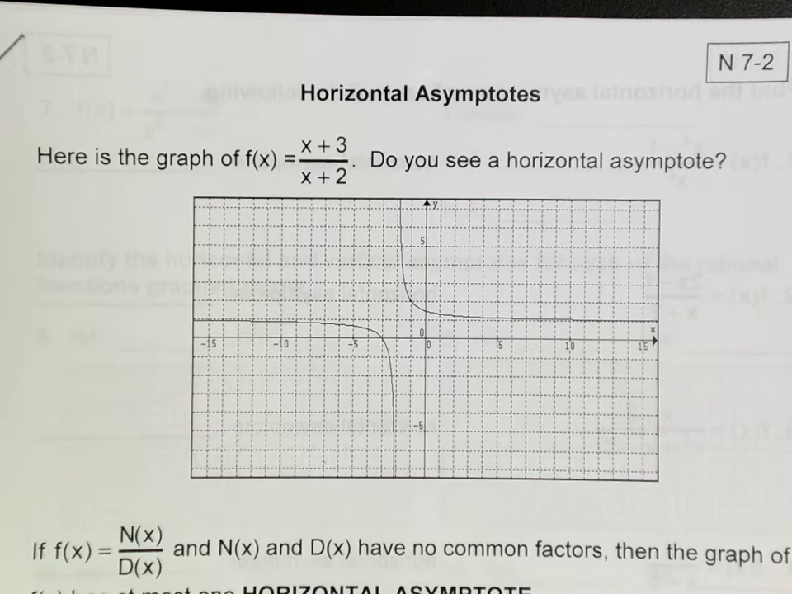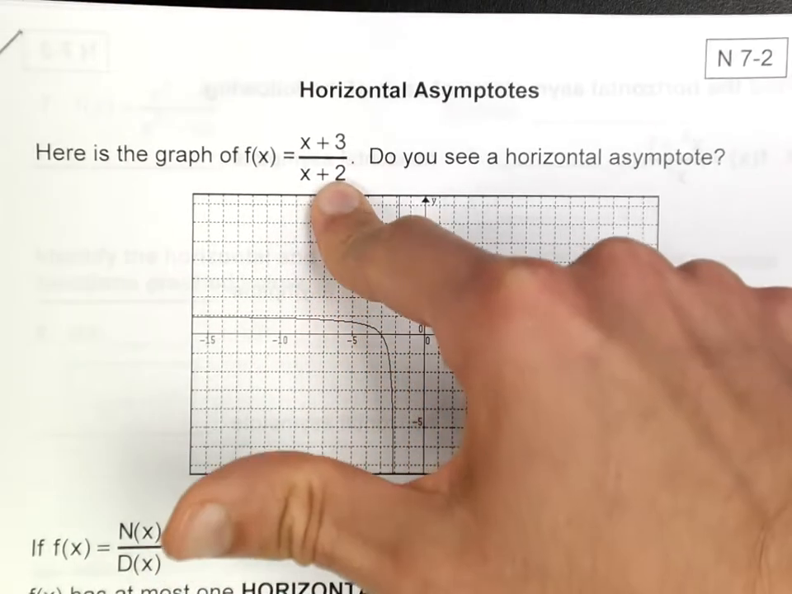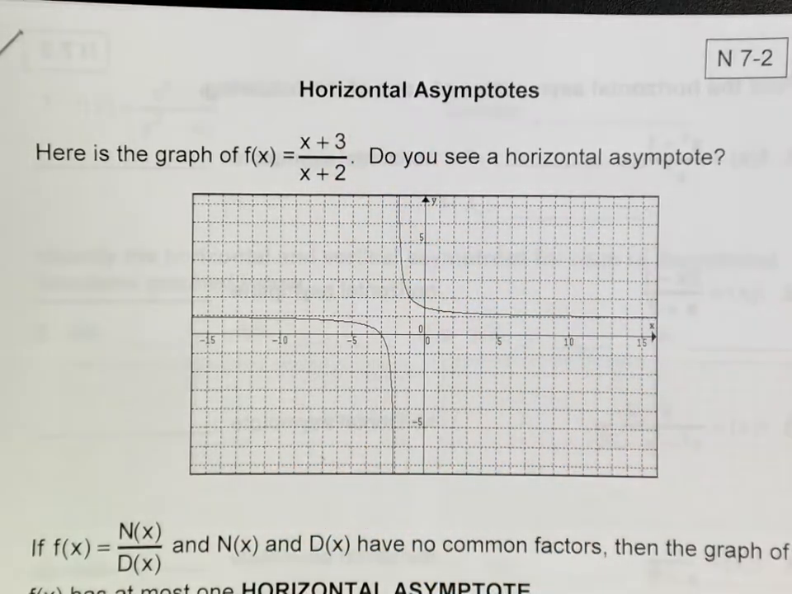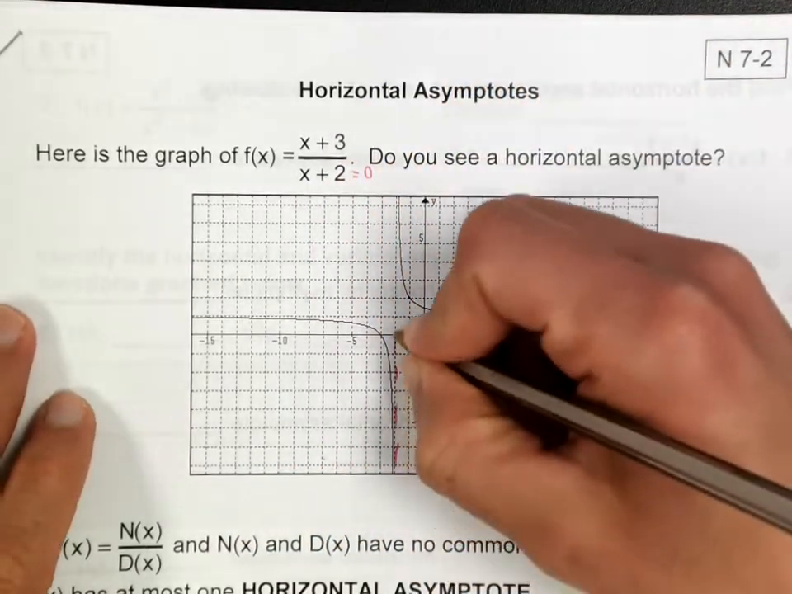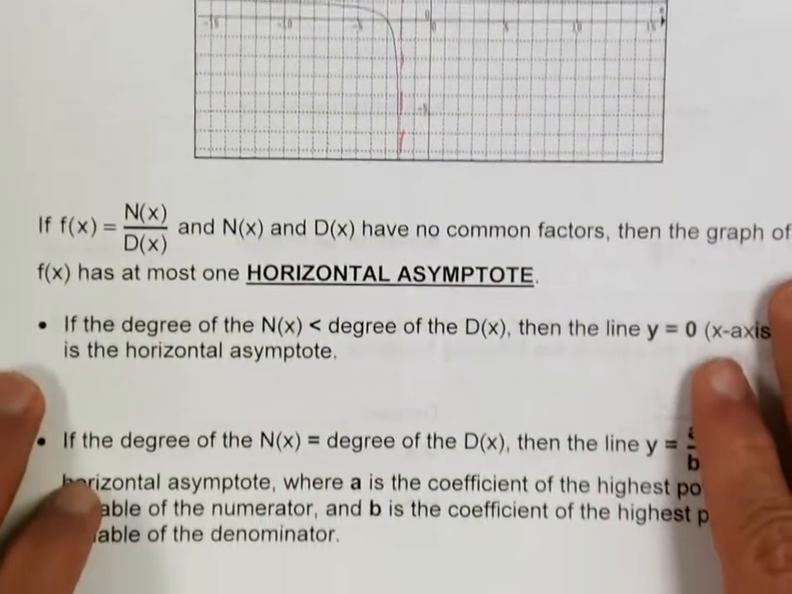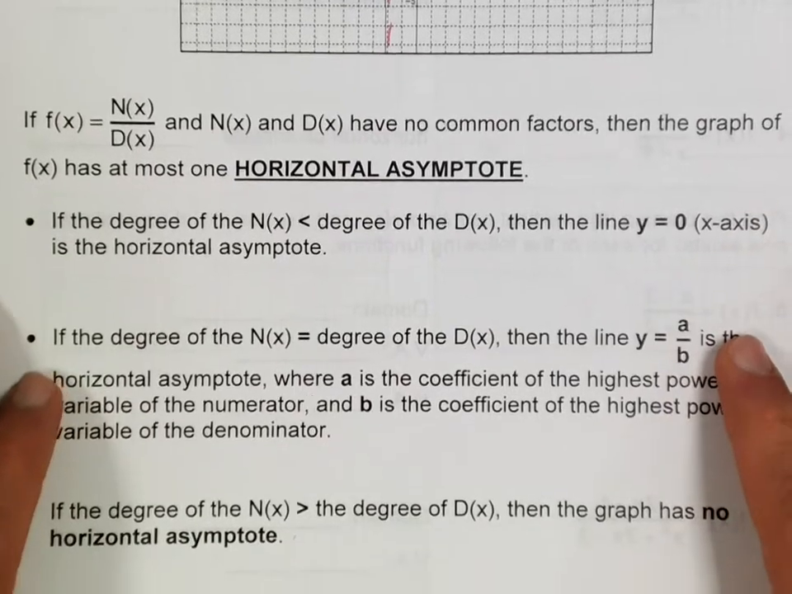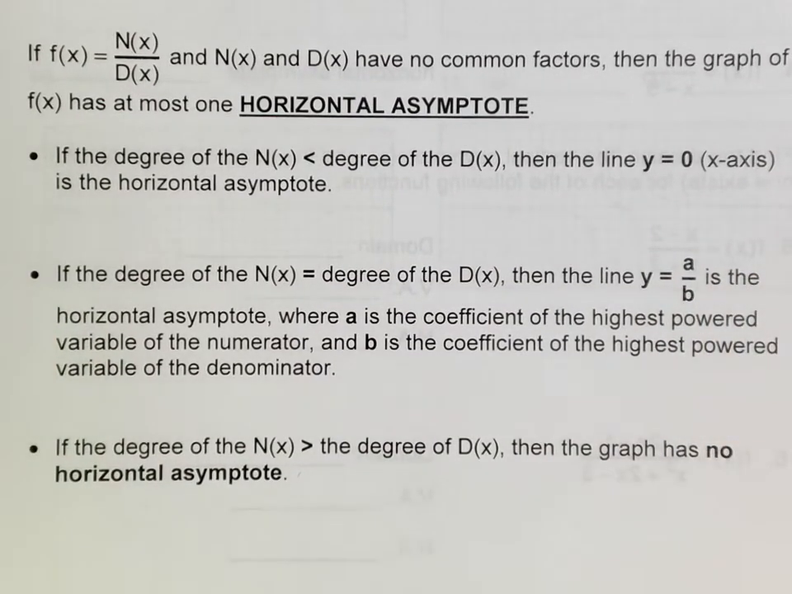We're going to talk about the horizontal asymptotes. Now, this is not quite as simple as finding the vertical asymptotes. In order to find the vertical asymptotes, all you would have to do is set the denominator equal to 0. So, for example, if I set this equal to 0, I would get x = -2, which is exactly where my vertical asymptote is located. Now, we do have all those rules to find the horizontal asymptote, but I'm going to simplify them for you.